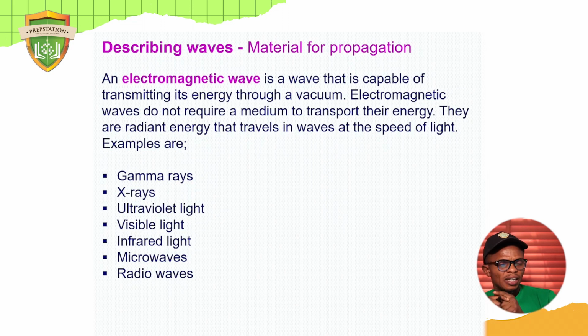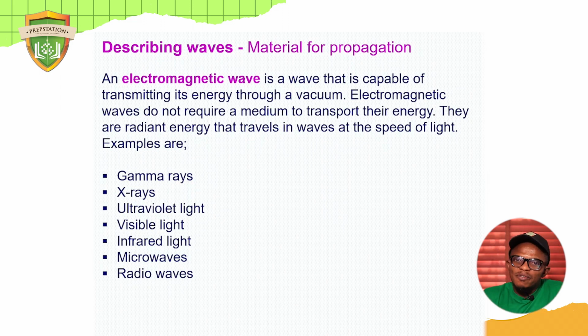Electromagnetic wave. Now, electromagnetic wave is just the opposite of what? Mechanical wave. Mechanical wave requires a material medium and cannot be transmitted through a vacuum. So if electromagnetic wave is the opposite, what will it do? That means it's a wave that is capable of transmitting its energy through a vacuum. You see, it's just the opposite of mechanical waves. It can be transmitted through a vacuum.